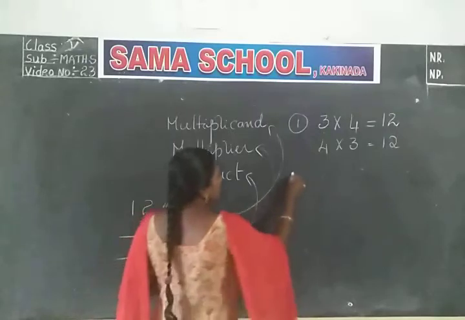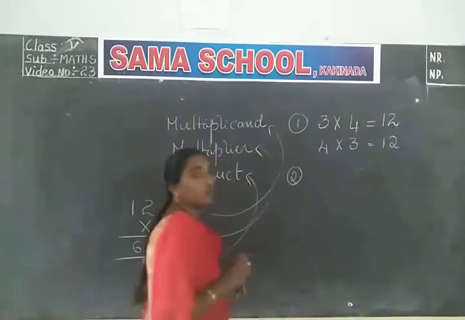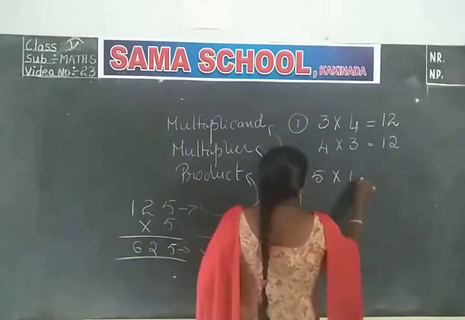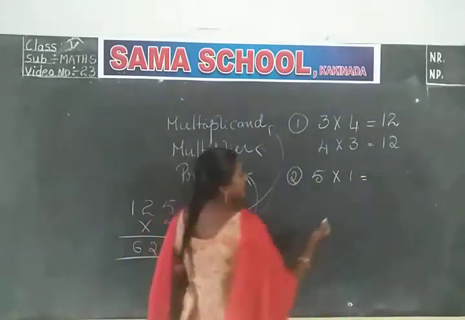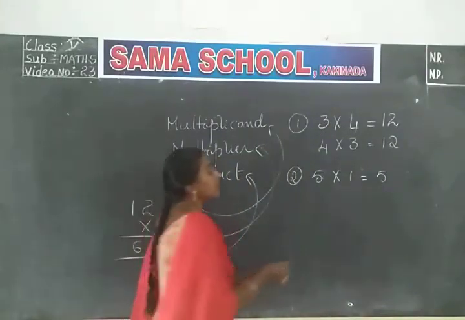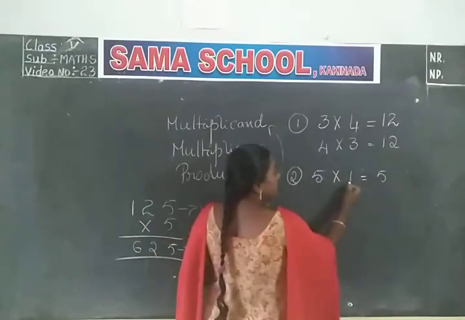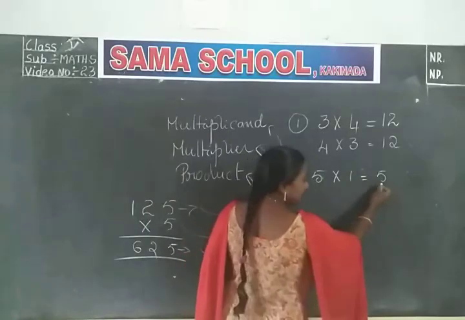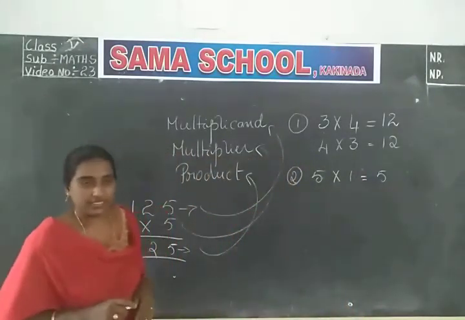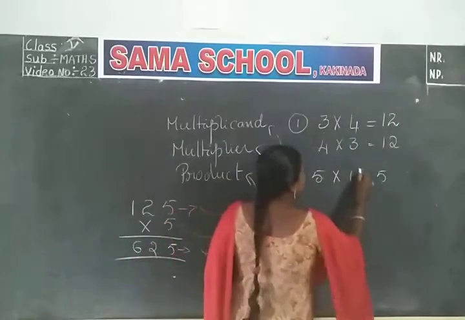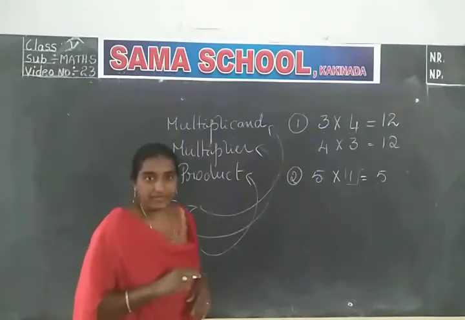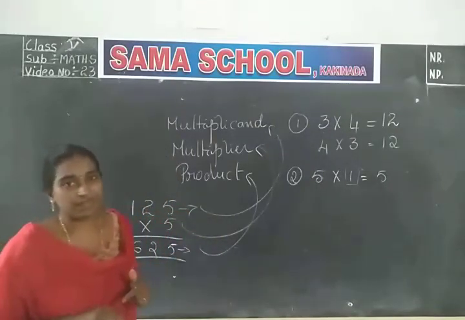And what is the second property we have learned? If you multiply any number by 1, then what will be the result? You will get the same number as the product. When a number is multiplied by 1, the result is the same number. This is the second property we have learned. In this case, this one is called multiplicative identity. This is the point we have discussed in the previous class.